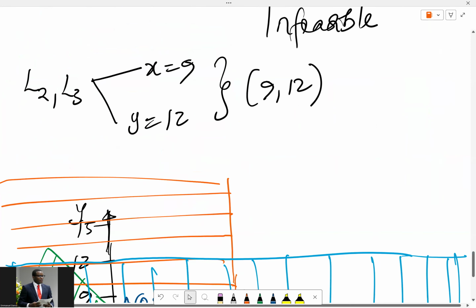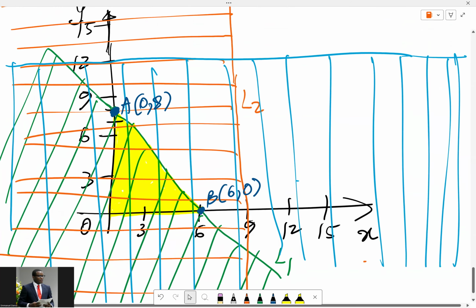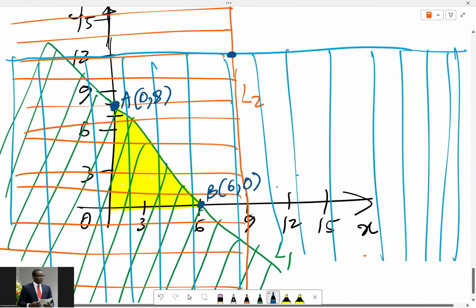Now, the third point, (9, 12), doesn't make sense, because (9, 12) is somewhere here. Okay, this is (9, 12), but it doesn't make any sense. It doesn't fall within the region, so we don't have to worry about (9, 12). It doesn't help our matter here. So these are the 2 points within that region.